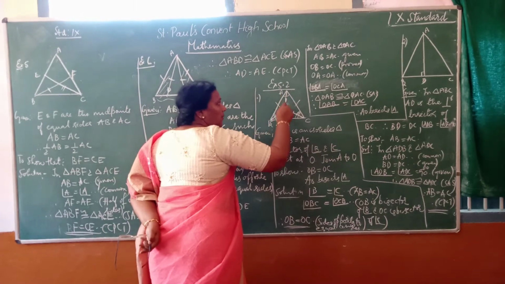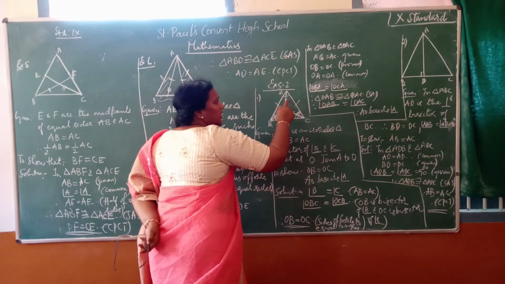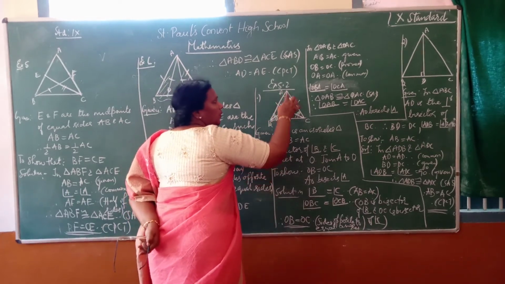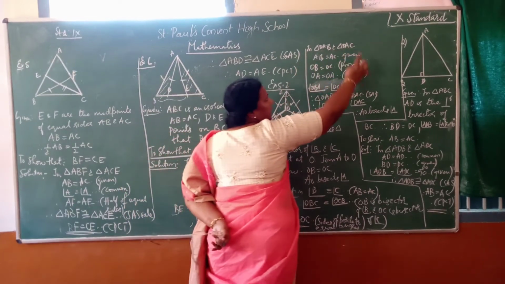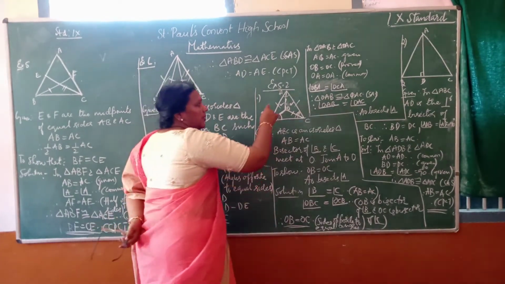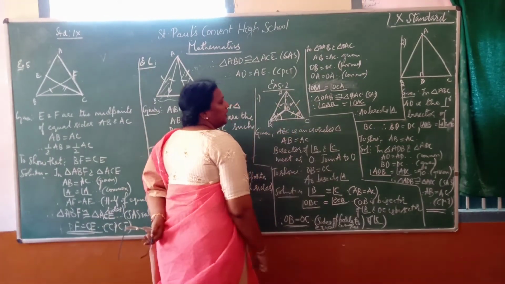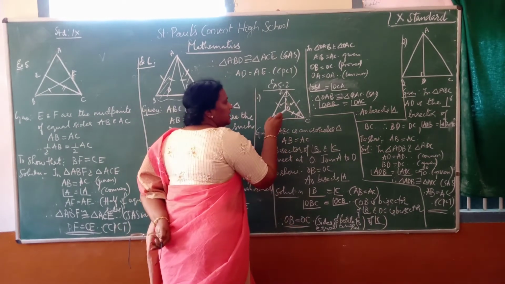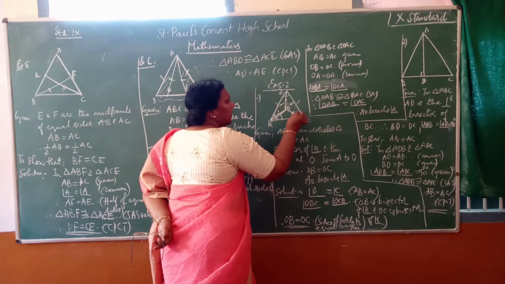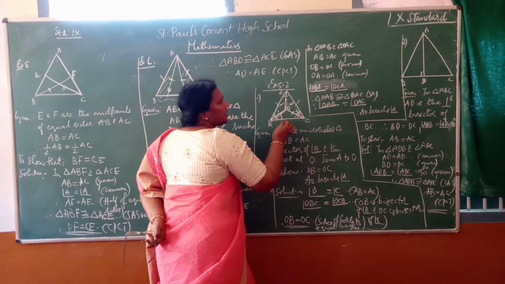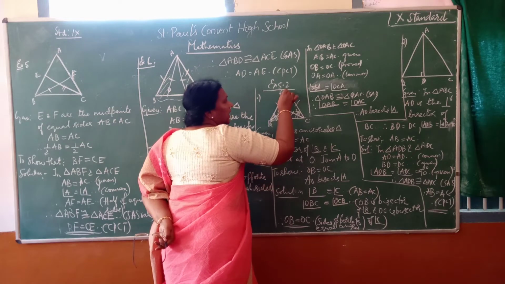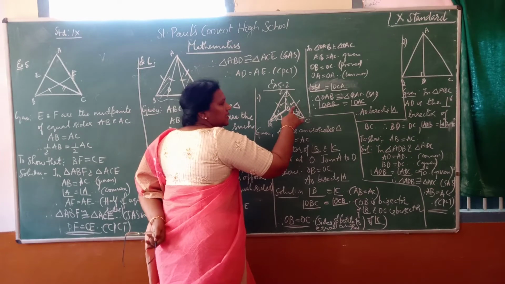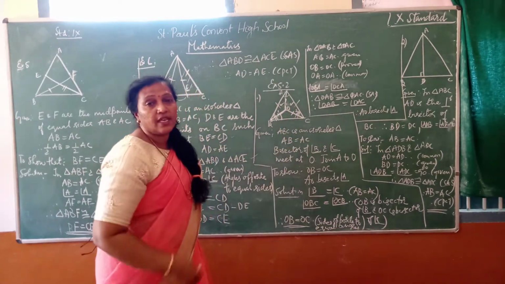To show that AO bisects angle A, I have to show that these two triangles are congruent. Which are the two triangles? OAB and OAC. In triangle OAB and in triangle OAC, AB is equal to AC. Then OB is equal to OC, which you have just proved. Then angle 1 and angle 2, these two are equal. That is nothing but angle OBA is equal to angle OCA. Therefore, I can say two triangles are congruent. By which rule? That is SAS rule.